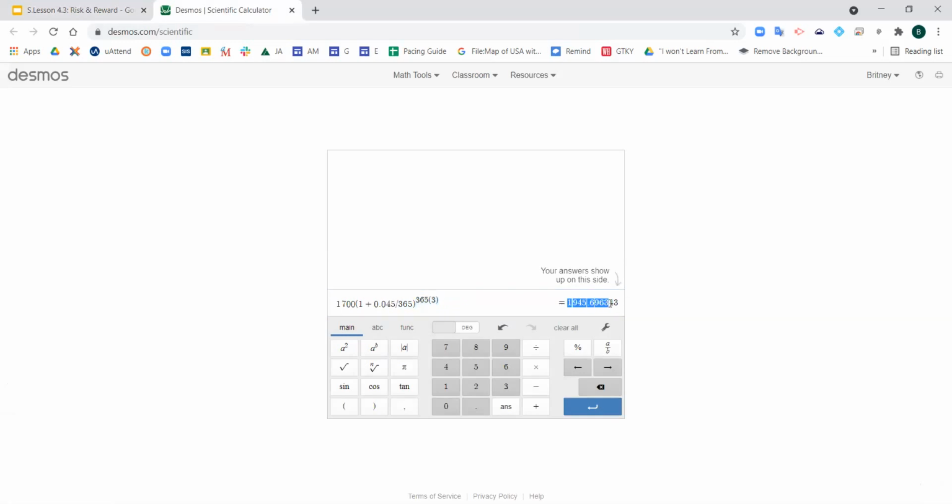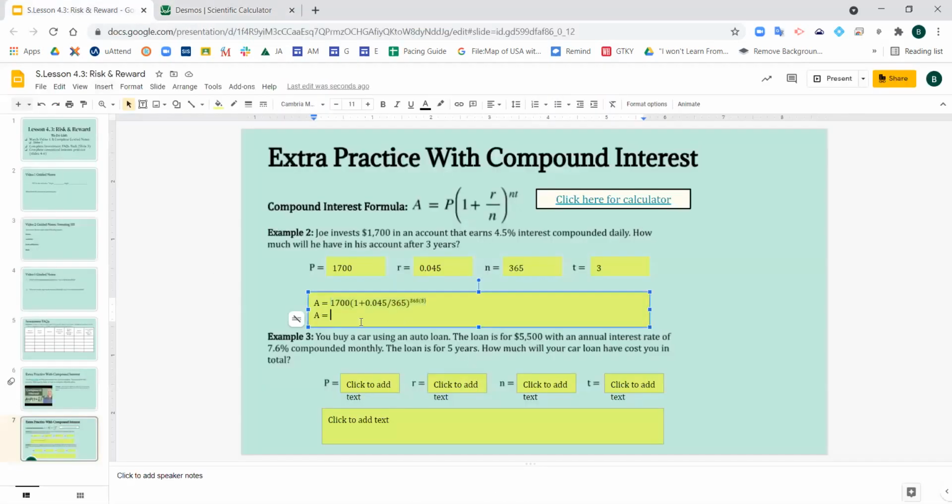And I can also copy and paste this. That's my answer. It looks like $1,945.69.6. We can't have 0.6 cents, so we're going to round this. And that's going to round up to 70. So if I'm Joe and I invested $1,700, after 3 years, I've got almost $2,000.